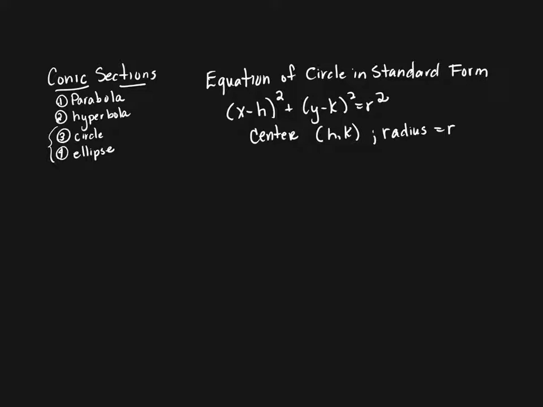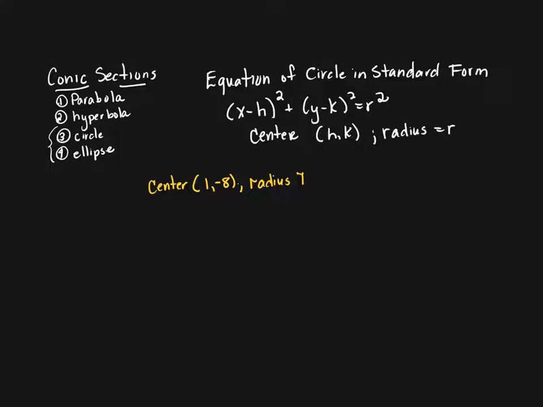All right, now let's look at some information that we're given and see how we can find the equation of our circle and even graph that circle. As an example, let's say that the center of our circle is at the point (1, -8), and the radius of our circle is 7 units. Now I want to find the equation of this circle, and then I'm going to graph it as well.